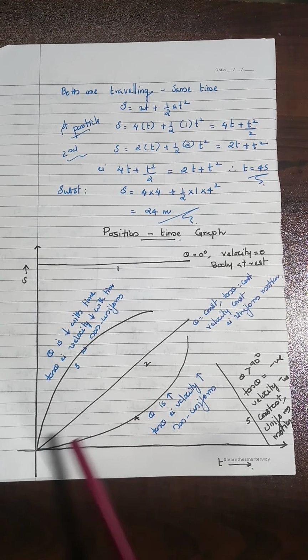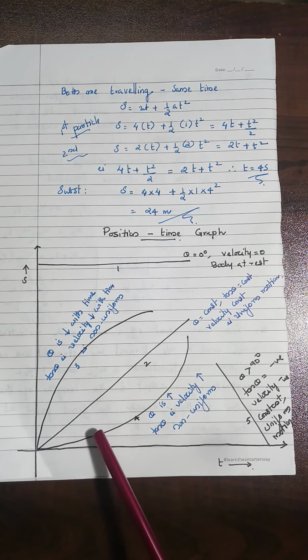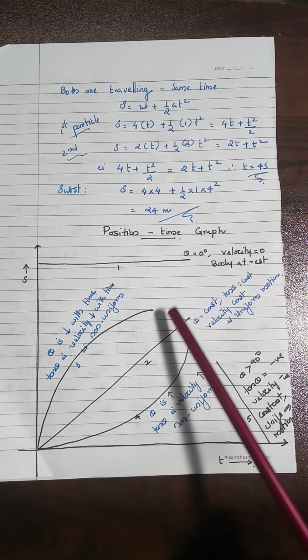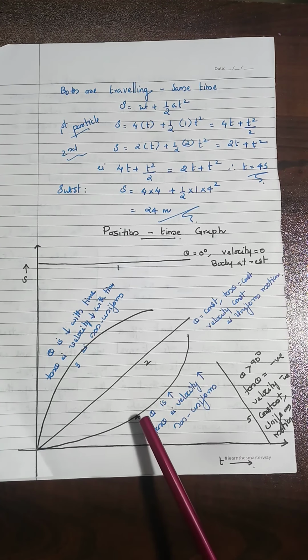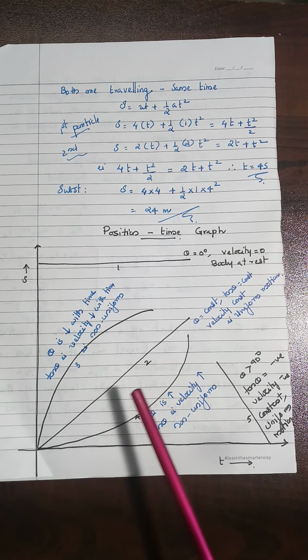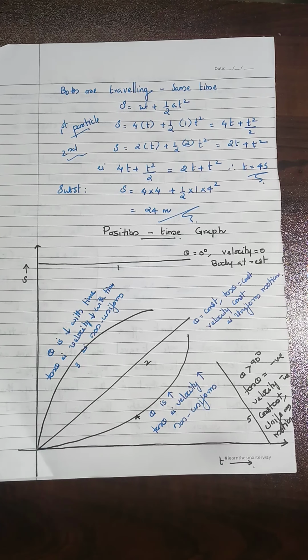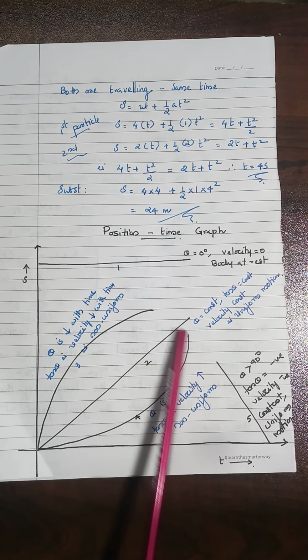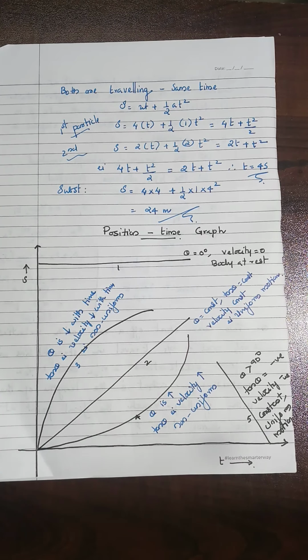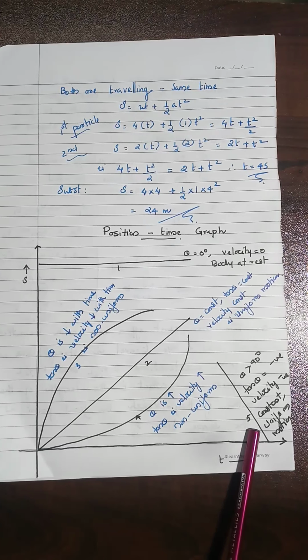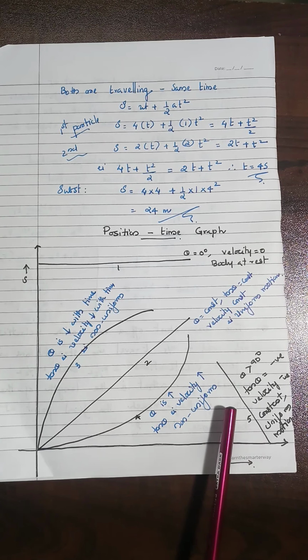Look at the fourth graph. Here the angle goes on increasing. The tan theta, the slope, is increasing. That means velocity is increasing. Another non-uniform motion. The fifth one, the angle is greater than 90. The slope is negative. The velocity is negative. The velocity is constant but negative. Uniform motion.